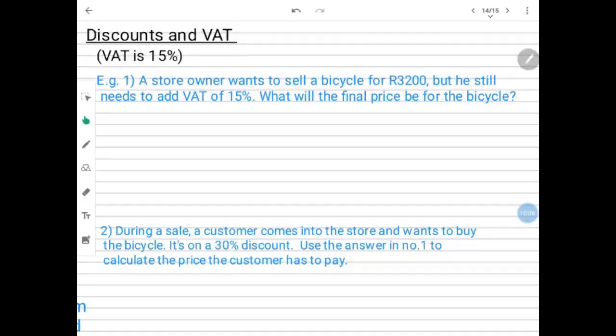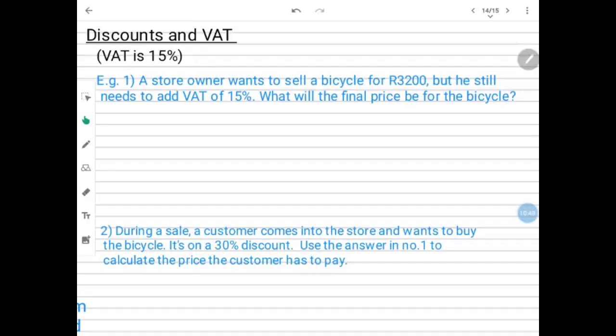All right, discounts and VAT. Remember VAT is 15%. VAT is value added tax. On basically everything that we buy, if you walk into a store, the price that you're paying for the item that you're buying, you're paying VAT on that already. The 15% VAT is included already. You don't have to go into a store and see, oh, a Coke costs 10 Rand, and then you have to add 15% to that 10 Rand before you pay. You don't have to do that. The 15% VAT is added already. I hope you know that.